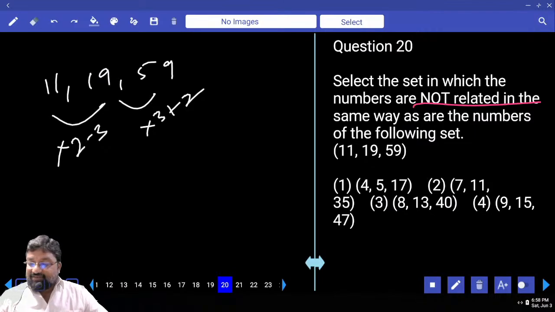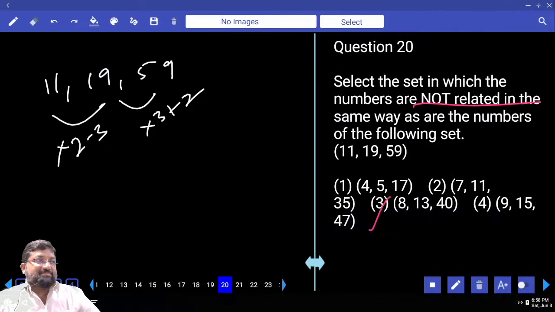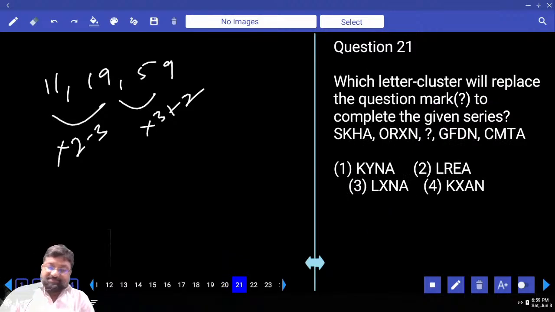Related. Second one, 7 twos are 14 minus 3 is 11. 11 threes are 33 plus 2 is 35. This is also related. 8 twos are 16, minus 3 is 13. 13 into 3 is 39, plus 2. You have to be very, very careful. Never ever try to do any question without reading the directions.